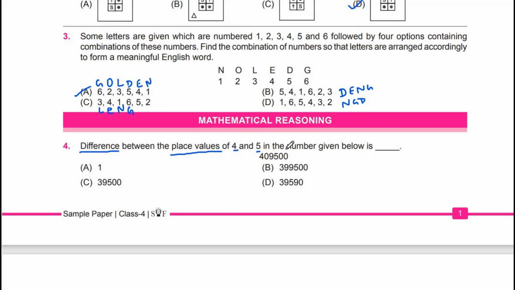So let's see what is the number given to us. It is 4,09,500. You can also tell it as 409,500 in international system. Both are correct. So now we have to find the place value of 4. So what is the place value? I'll just write the short form. Place value of 4 is, yes, it is in the lakh place. So the place value of 4 is 4 lakh.